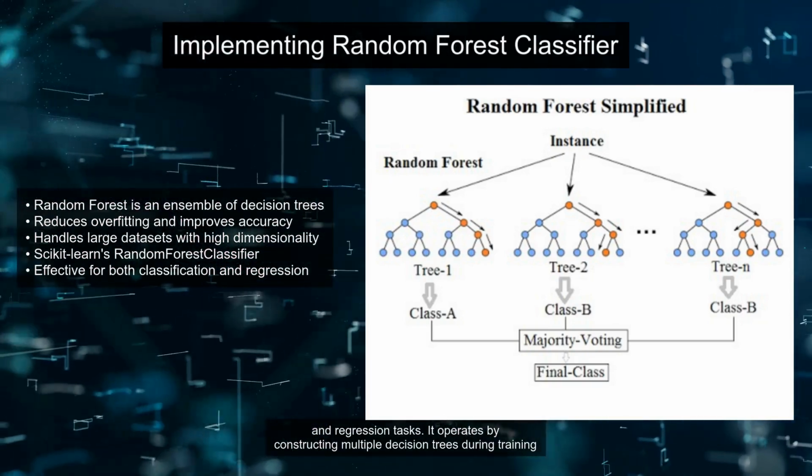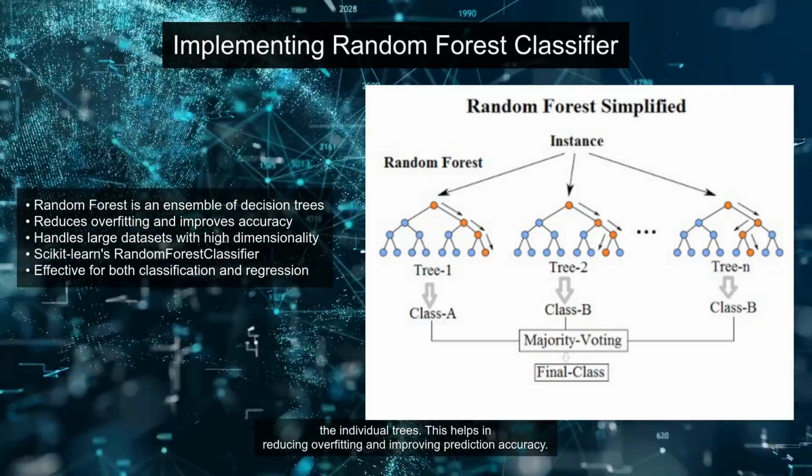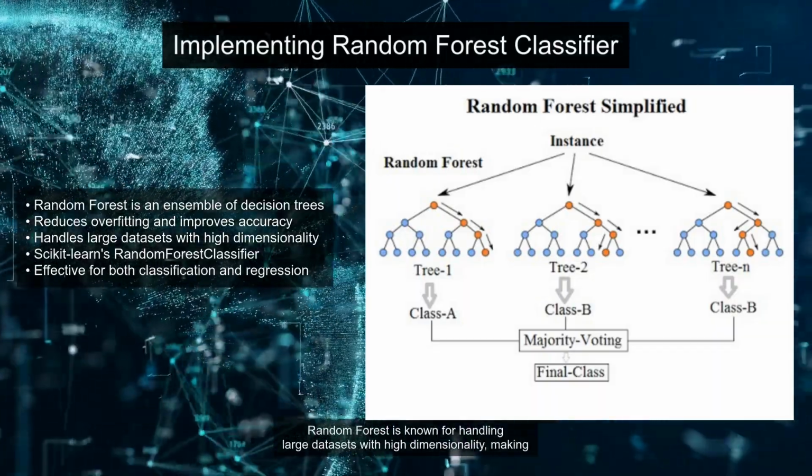Random Forest is a widely used ensemble method that's particularly effective for classification and regression tasks. It operates by constructing multiple decision trees during training and outputting the mode of the classes or mean of predictions of the individual trees. This helps in reducing overfitting and improving prediction accuracy.